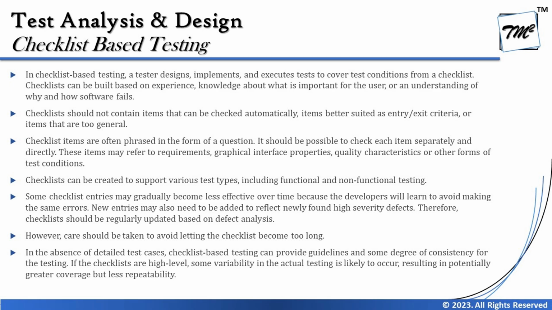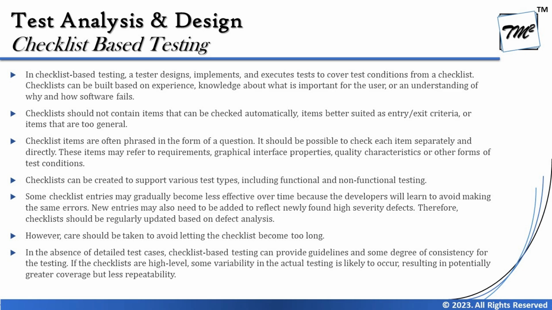These items may refer to requirements, graphical interface properties, quality characteristics, or other forms of test condition. So it can be any type of requirement which you can review by checklist, but again, it has to be written in the form of a question which you ask to the product, and if it is true, yes. If it is not, it's a defect.